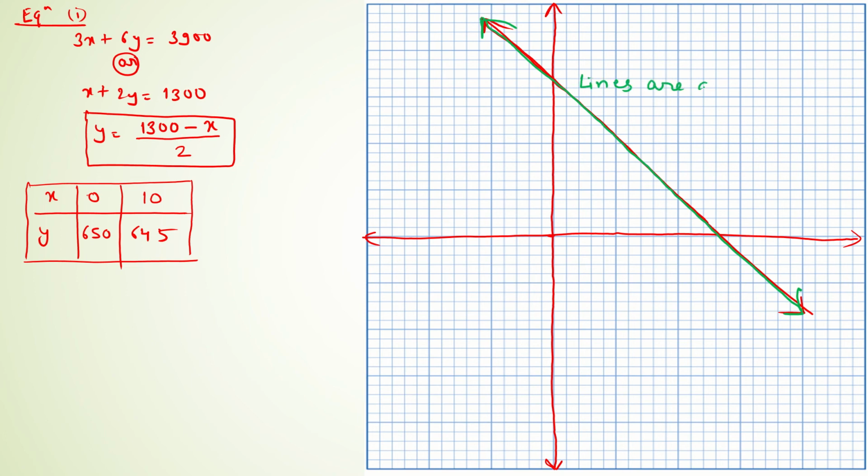Lines are coincident. This will be the condition for equation second, that means x plus 2y equals 1300. Also the same table will be formed for different values of x and y.